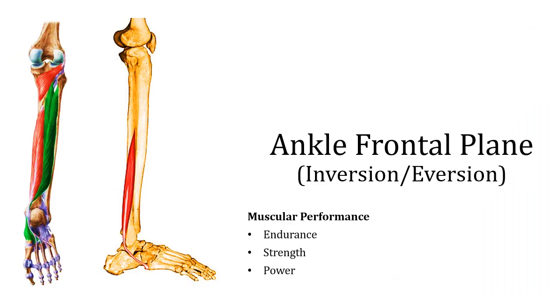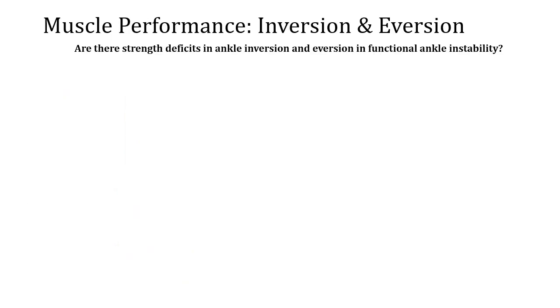Moving on to the frontal plane, inversion and eversion. Once again, we'll talk about the endurance, strength, and power under the muscle performance categories. So if you're going to be looking at the muscle performance of the ankle inversion and eversion, it's important to ask the question, are there actually strength deficits here? And if so, in what patient demographics? It makes sense to look at the demographic that have a history of ankle sprains and/or ongoing repeated ankle sprains and instability of the ankle, as both of these muscle groups are responsible for controlling the ankle in the frontal plane.